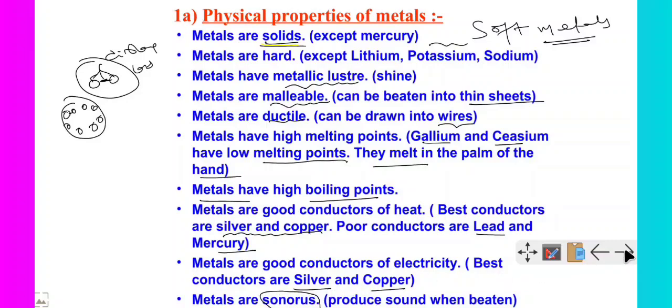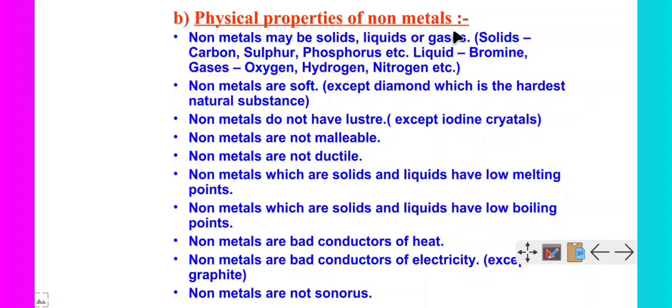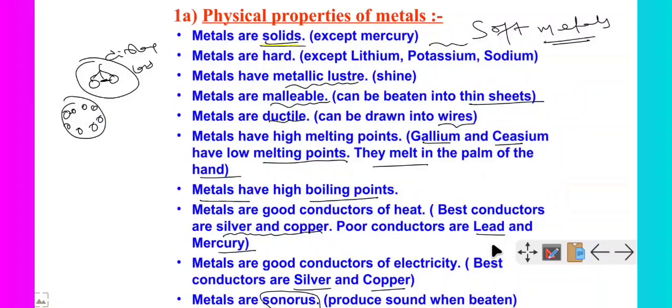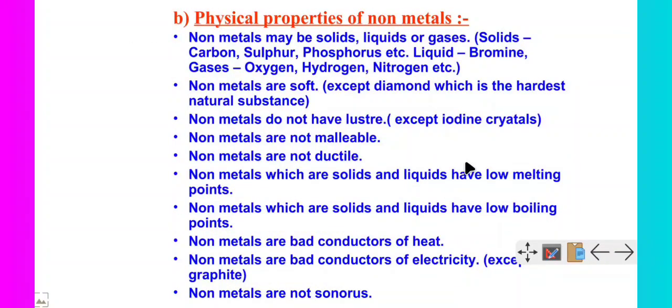What are the physical properties of non-metals? In the previous slide, we discussed the physical properties of metals. In this slide, we will discuss the physical properties of non-metals. Non-metals may be solid, liquid or gas. All non-metals can be categorized into three states: some are solid, some liquid, and some gases.